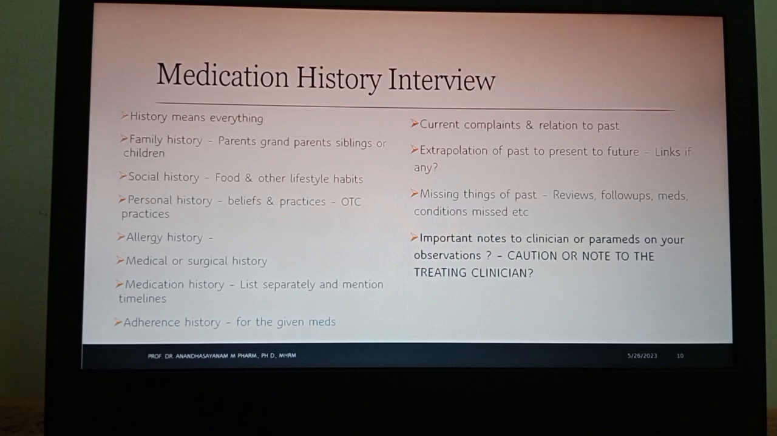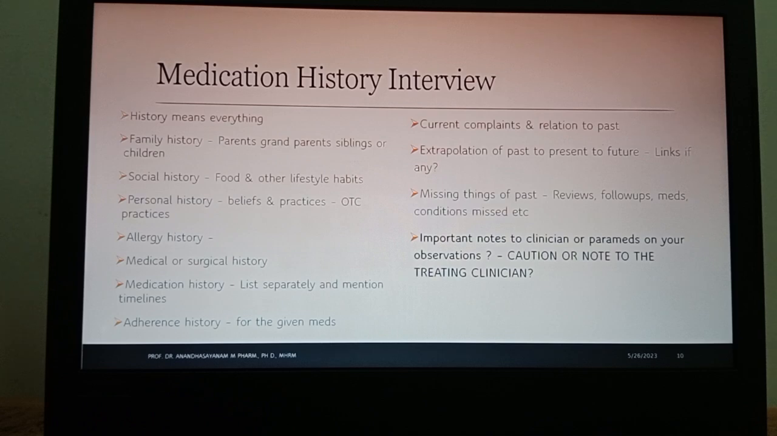What other over-the-counter drugs are they taking? The allergy history, the medical history, the surgical history, the medication history. Medication history differs for every disease. See, diabetes might have been diagnosed 10 years ago, whereas coronary artery disease might have been diagnosed 5 years ago, and varicose veins could have been diagnosed 1 year ago, and now she has come for a foot ulcer.